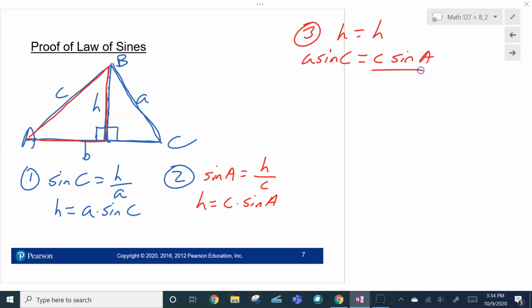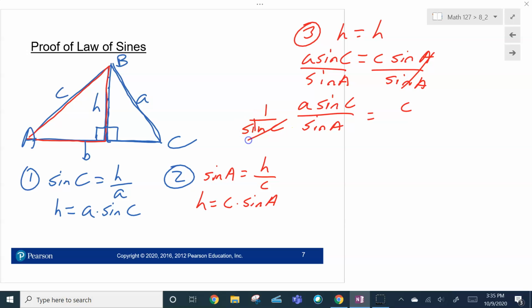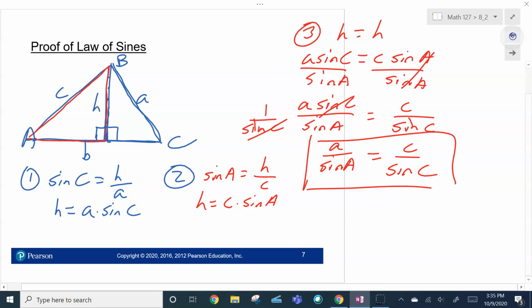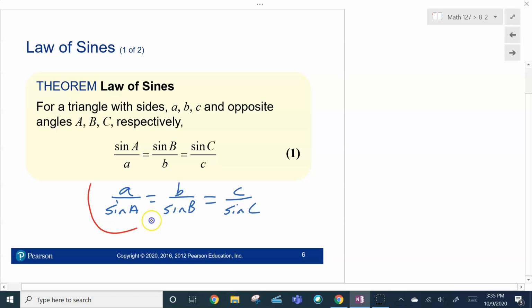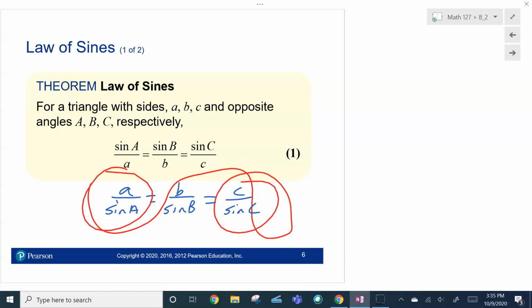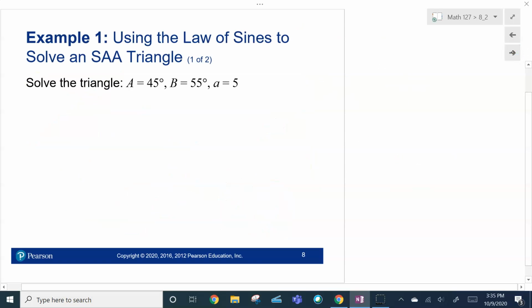Right, and then we just get it in the form that we like here. Let me divide both sides by sine A. So I have a sine C over sine A equals c, and then I'm going to divide both sides by sine C. So I have a over sine A equals c over sine C. You could do a similar process with b, but we showed that these two are the same, also for b over sine B. So that's where the law of sines comes from.